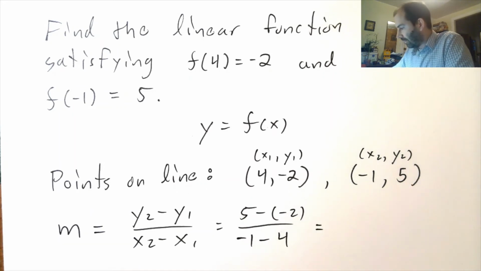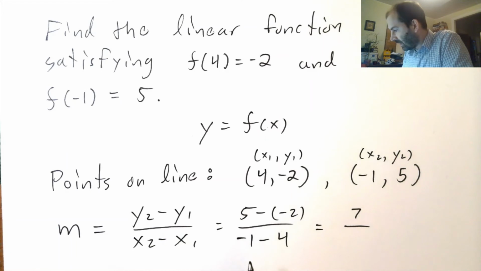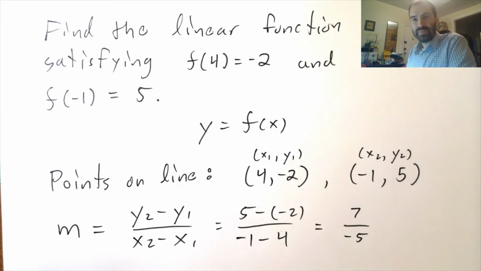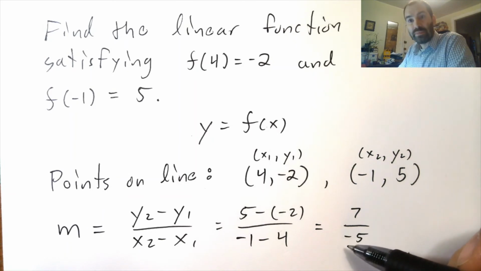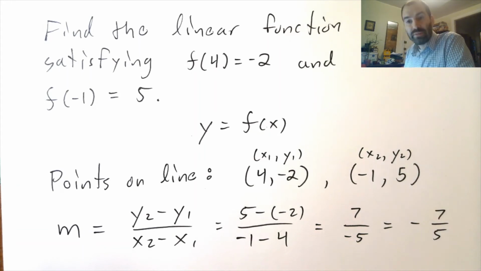See what we get here. 5 minus -2, well, that's 7. -1 minus 4, well, that's -5. We don't like to have negatives in the denominator, so we can always bring them out front. All right, so I'm going to write it as -7/5. That's my slope. Okay, well, now what do I do next?